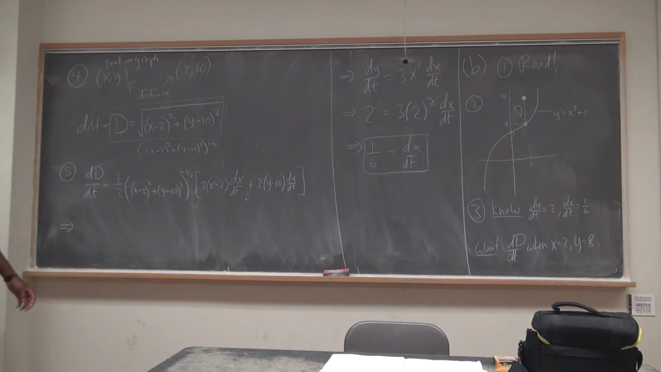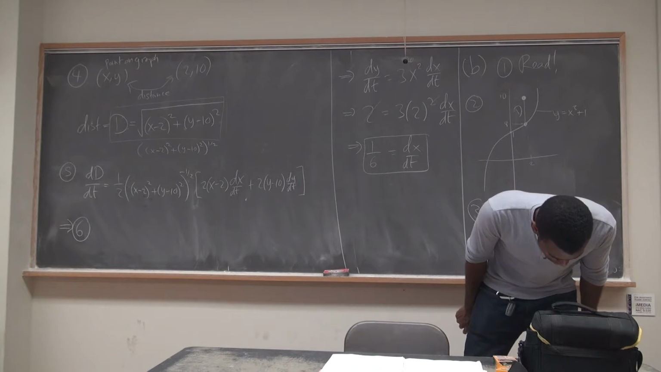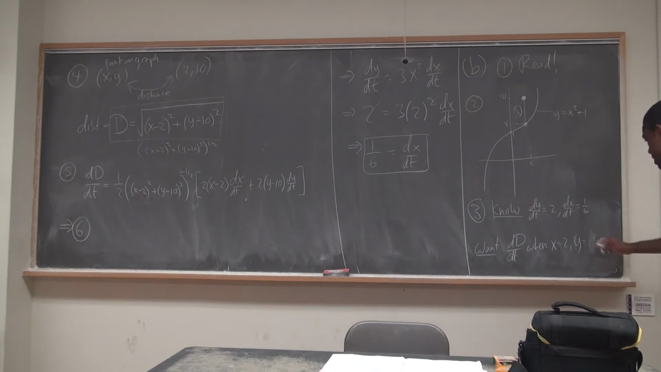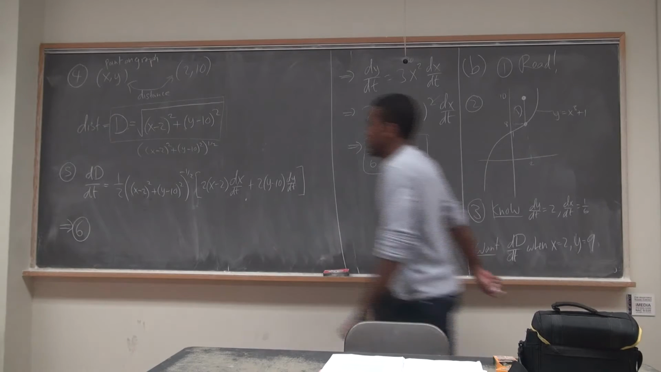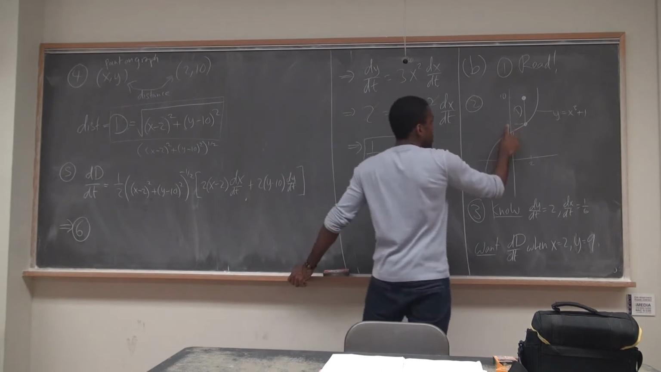So now I have that. This brings me to step 6. I'm going to plug in what I know and what I want to find. What do I actually know here? It says at this instant, right? So we know that our x is 2 and our y is actually 9. Yeah, I was like, how are you getting 8? Yeah, that was enough.